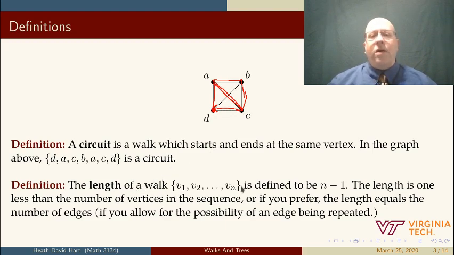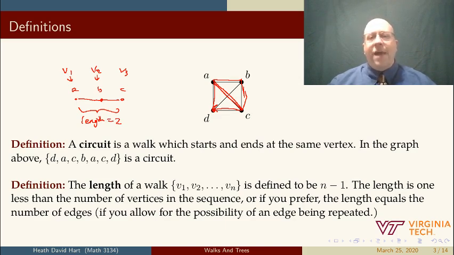The length of a walk is defined to be the number of edges, which is one less than the number of vertices. If I have this walk from A to B to C, A is the first vertex, B is the second vertex, C is the third vertex, and so the sequence has three vertices, but we say the length is equal to 2 because we had to walk over 2 segments to complete the walk. So the length is always one less than the number of vertices in the walk. Okay?